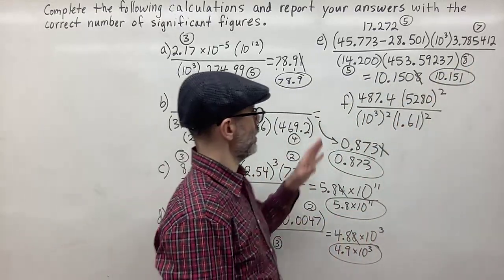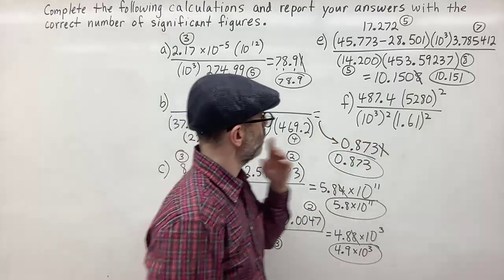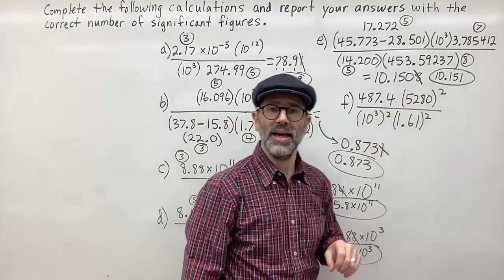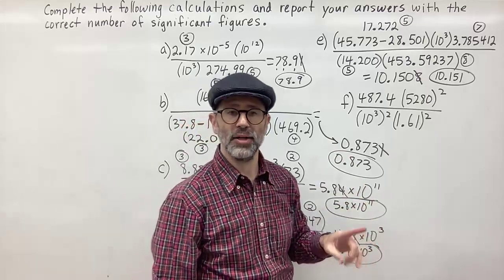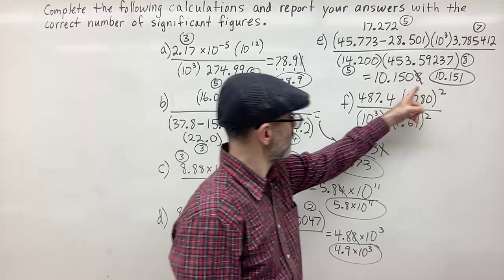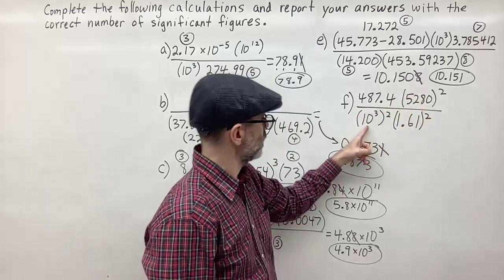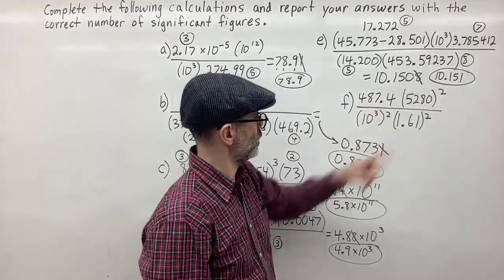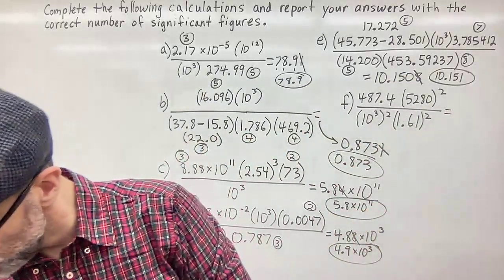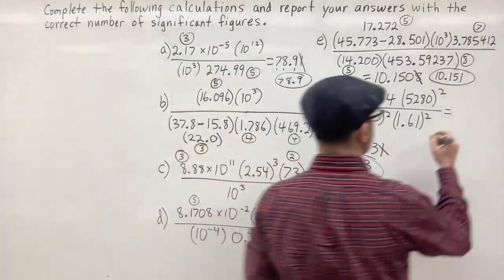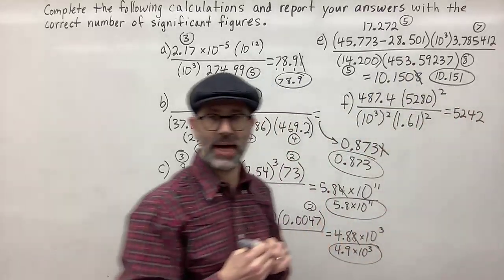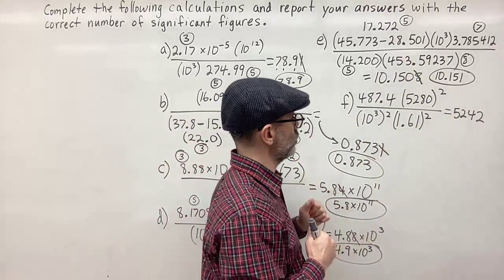And last but not least, we have this value here. This is exact. Now, this 5,280, that's the number of feet in 1 mile. So this is going to be an exact number. So the only measurements we're worried about are these two. When we calculate this out, we get 5242. So that's the number. How many digits are we allowed to keep?